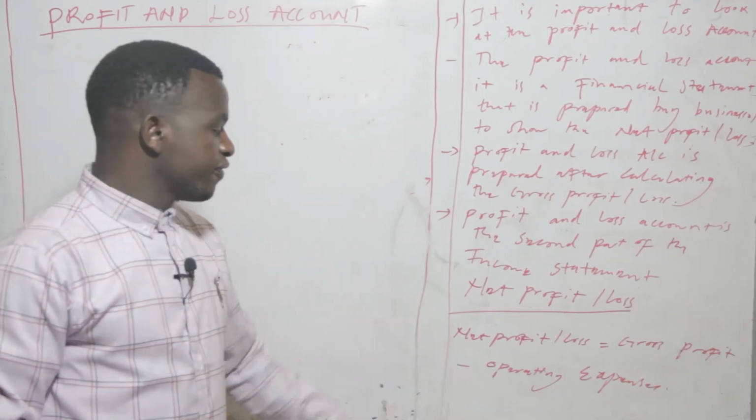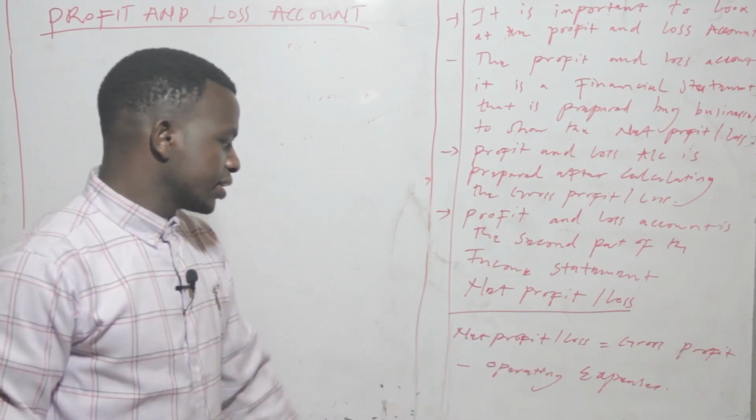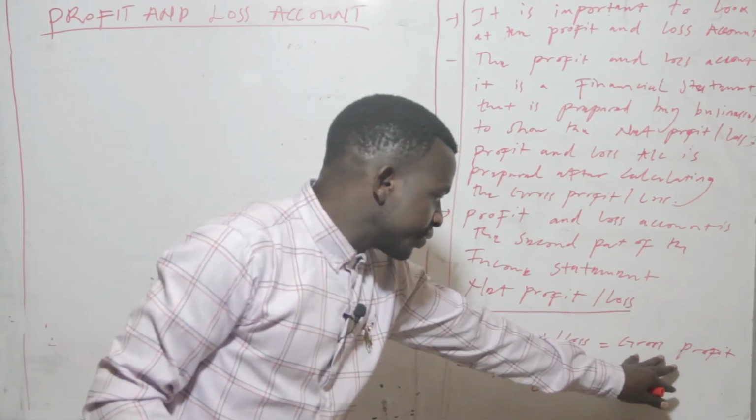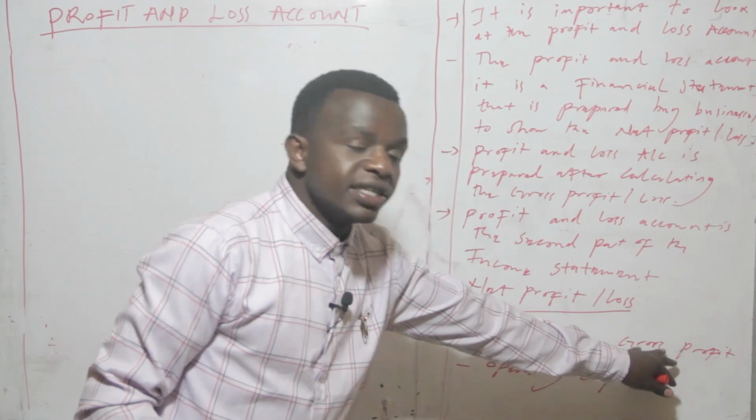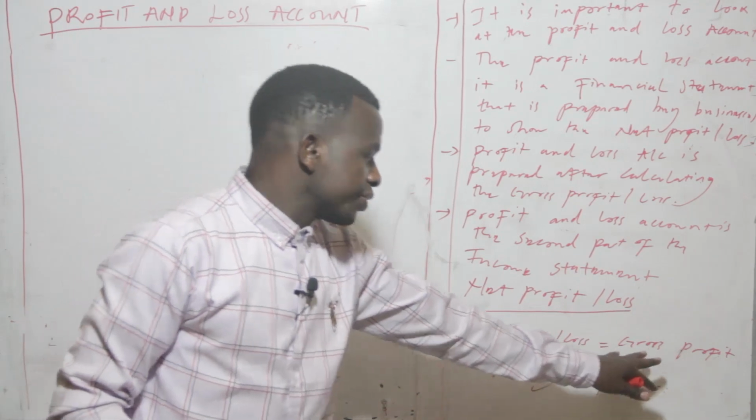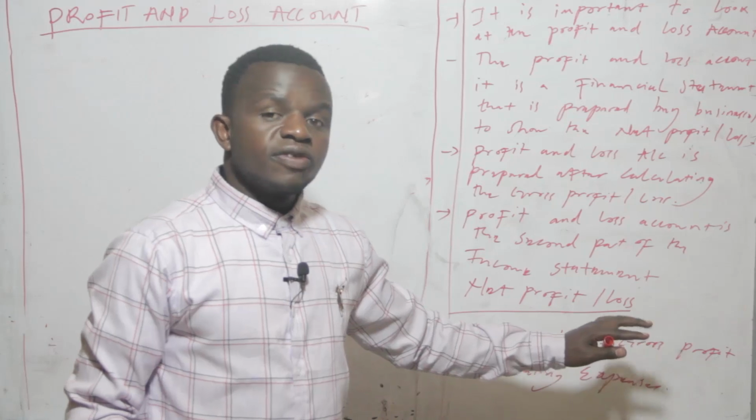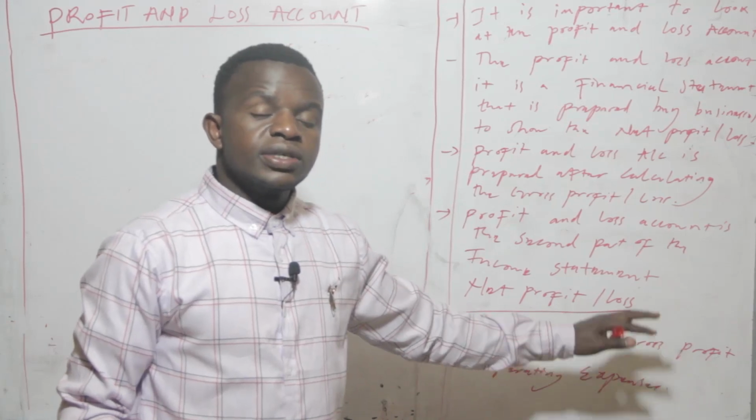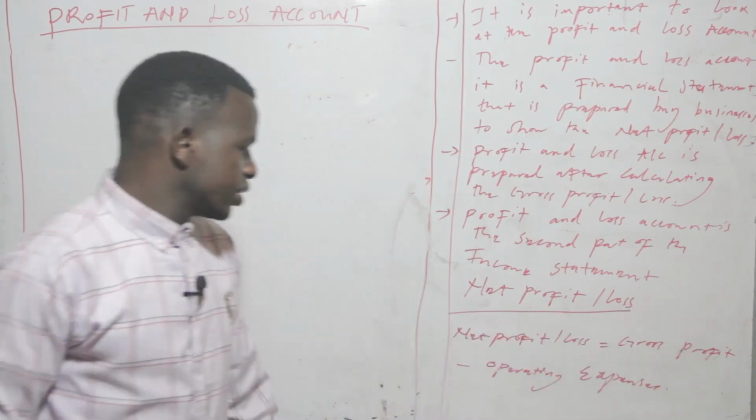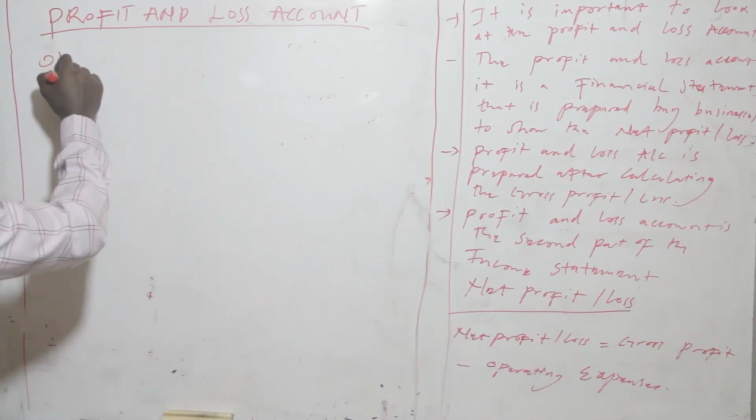So from this same formula, we have said net profit or loss is equal to gross profit minus operating expenses. We can see that this first part of the formula, which is the gross profit, is obtained after calculating the trading account. We said that the formula for gross profit is equal to net sales minus cost of sales. So let us now look at operating expenses.